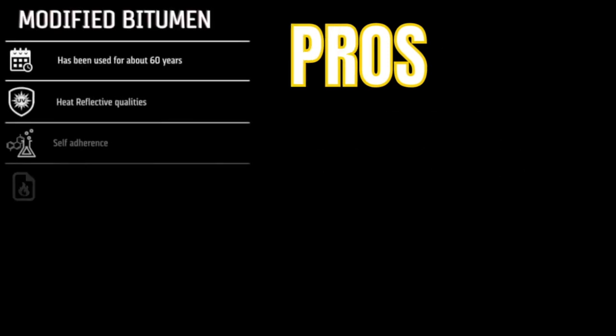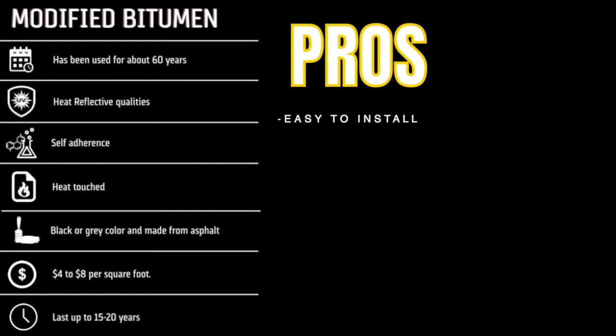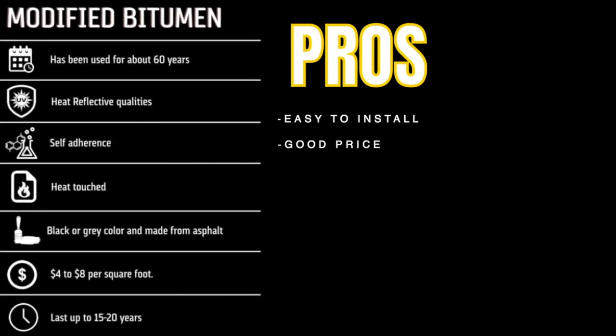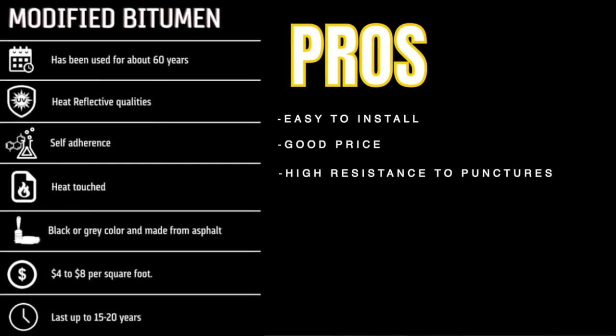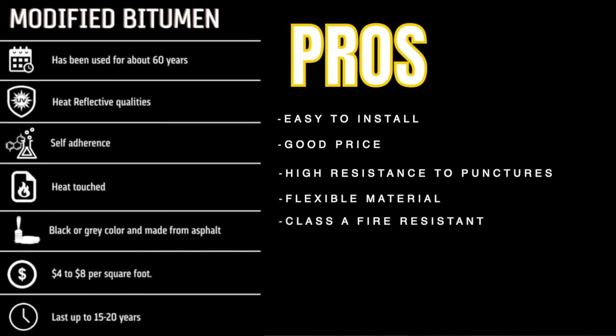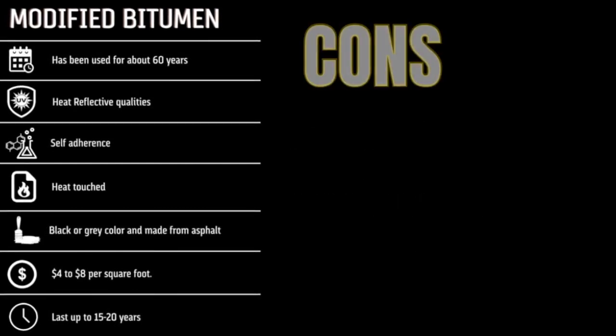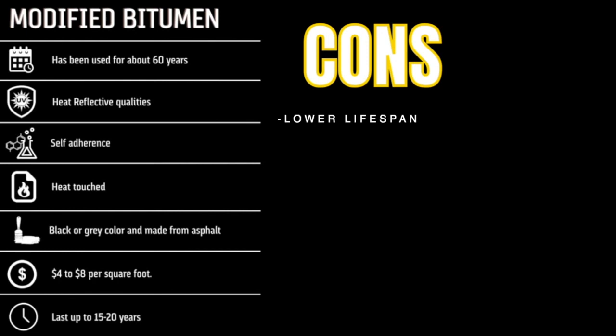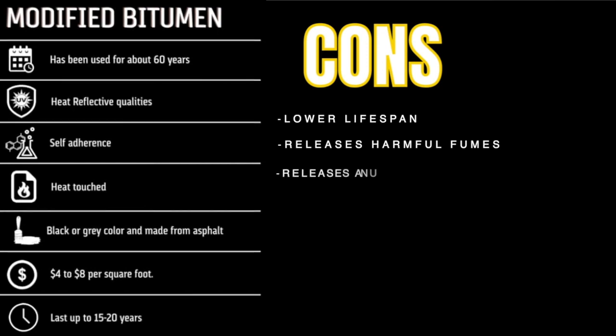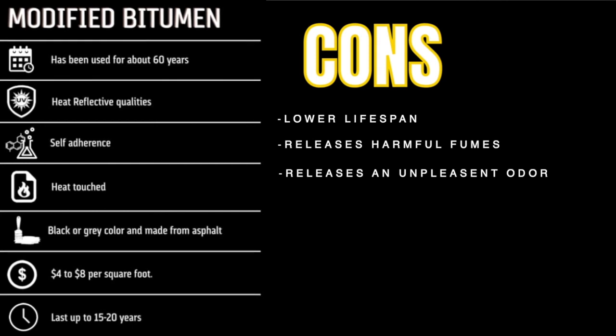Modified bitumen. Pros. Easy to install. Its price is in the middle of the pack. High resistance to puncture. Flexible material. Class A fire resistant. Easy to repair tears or holes in the system. Cons. The lifespan of 15 to 20 years, even less if it gets damaged. When modified bitumen is applied using the heat torch method, it releases harmful fumes. After installation, the stinky odor of the new roof may last for a few days.